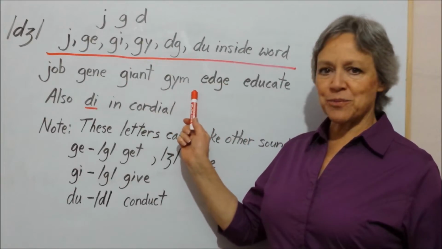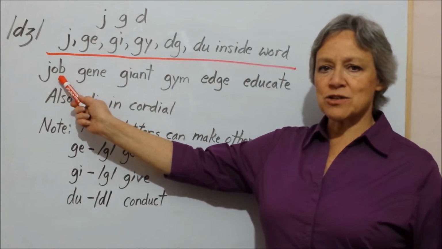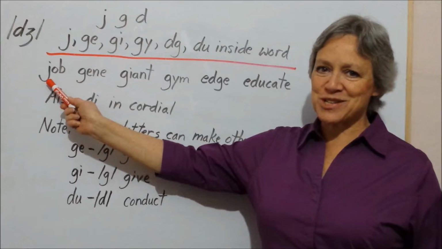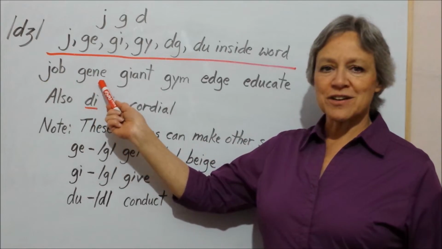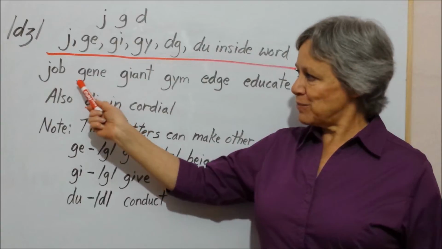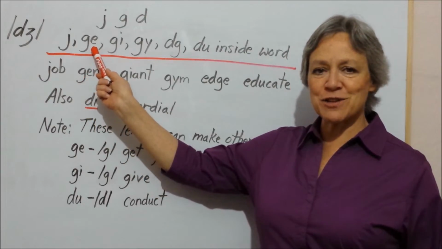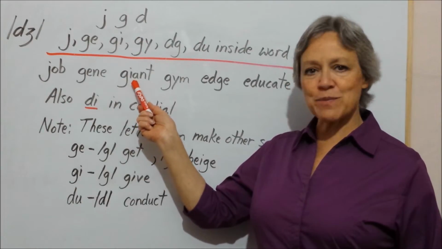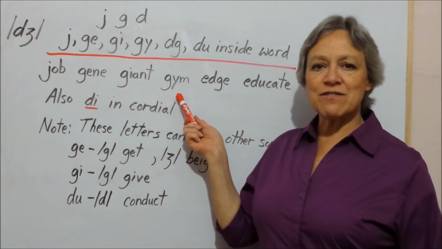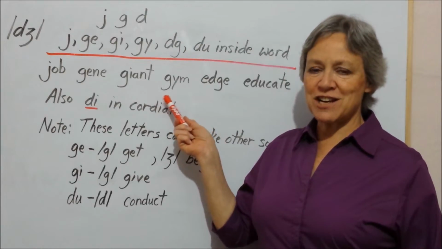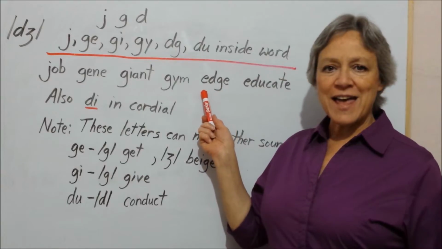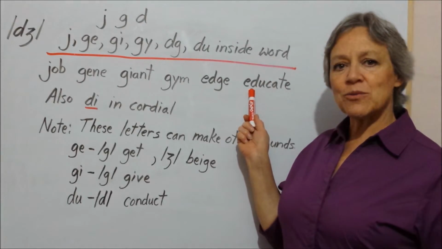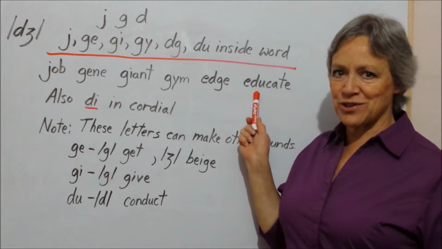Here are some examples here. The word job starts with the letter J, j. So J is almost always j. Here's the word Gene, begins with G-E, so it's G followed by the letter E. Here we have giant with the letter G followed by I. Here we have Jim, the letter G followed by Y. Here we have edge, which is D followed by G. And educate with the D followed by U in the middle of a word. Okay?